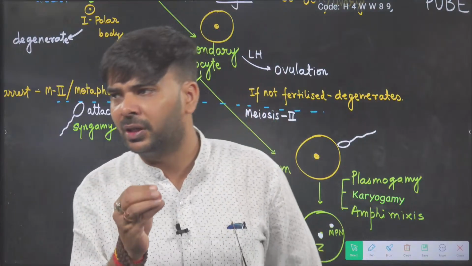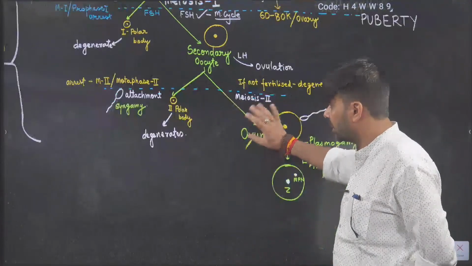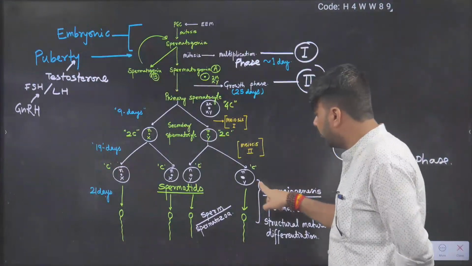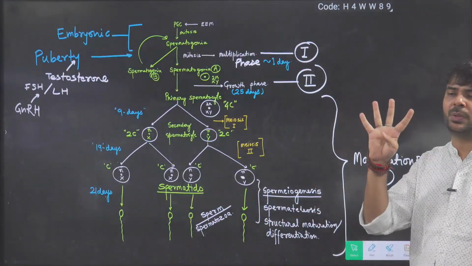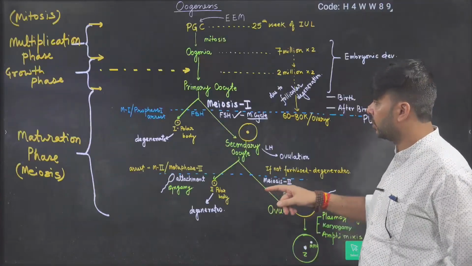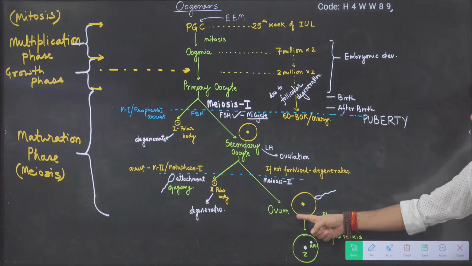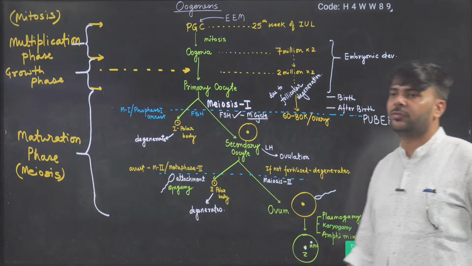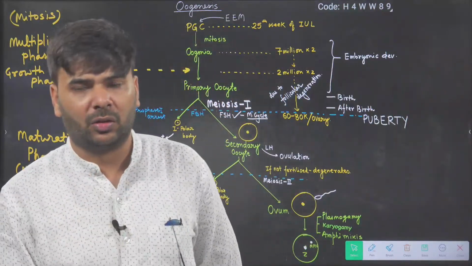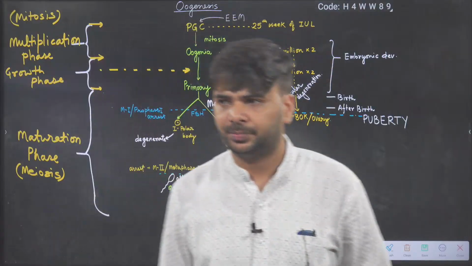Oogenesis is a little different from spermatogenesis. In spermatogenesis, as we discussed, 4 sperm cells are formed. Okay, one difference: in oogenesis, a single ova or ovum is formed, not 4. Remember this. In oogenesis, one ova is formed. In spermatogenesis, 4 sperms are formed in one set.